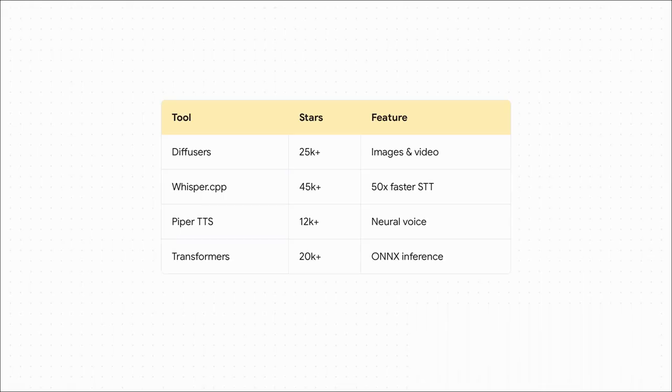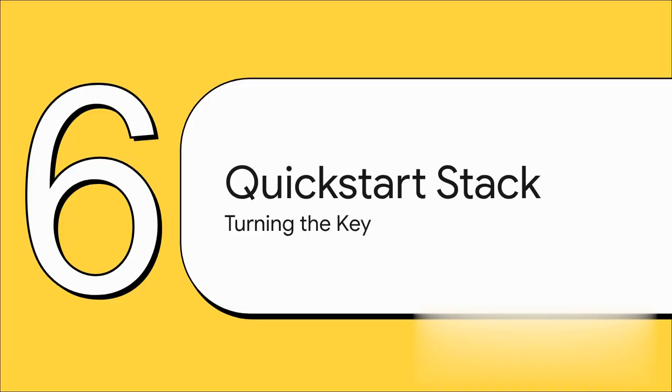Check out Whisper.cpp. It provides insanely fast, completely local transcription, or talking, up to 50 times faster on a standard CPU. Pair that with Piper TTS for real-time neural voice generation, and you can easily build offline conversational voice agents. For visuals, Hugging Face's Diffusers pipeline generates images and video locally, while Transformers.js actually brings all this on-device inference straight into the browser. All right, Section 6, Quick Start Production Stack.